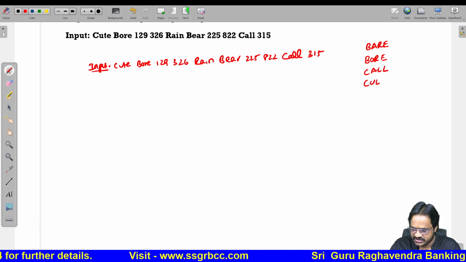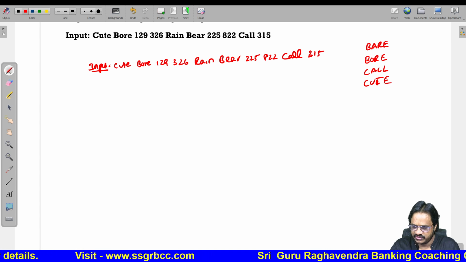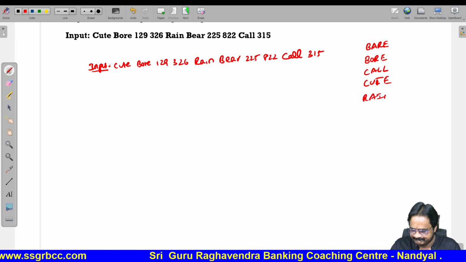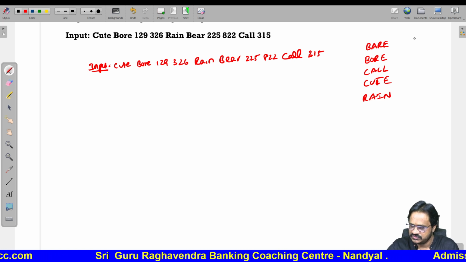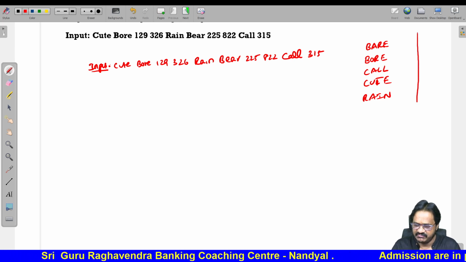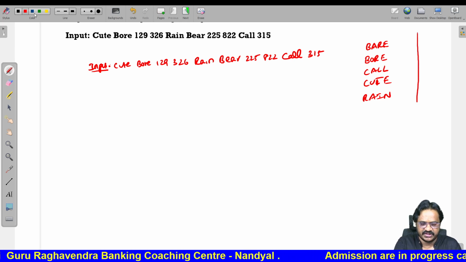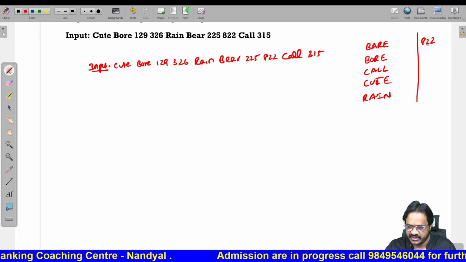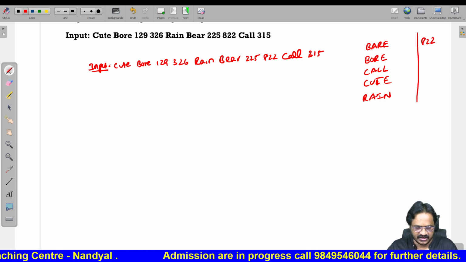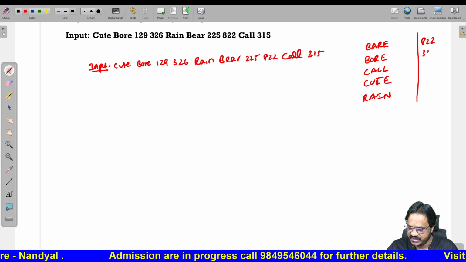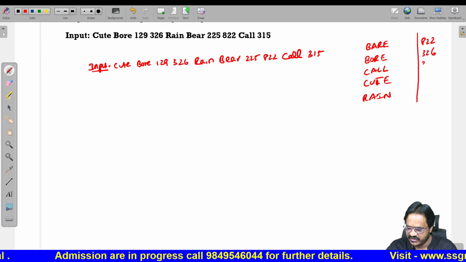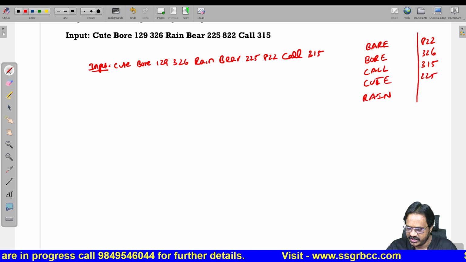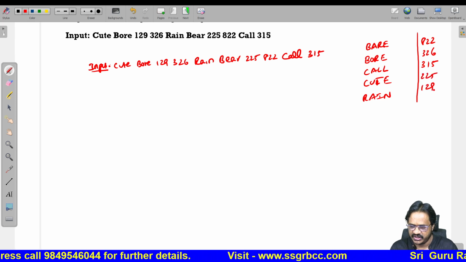After call, next one is cute, C-U-T-E, cute. Then we are having rain. Now if you take the numbers at one side, numbers should be in descending order. So what are the numbers? 822, write down in descending order. After 822 it is 326, then we are having 315, then 225, then 129.